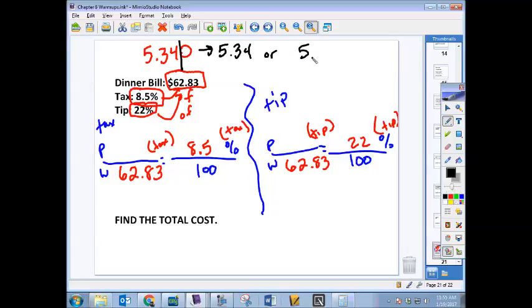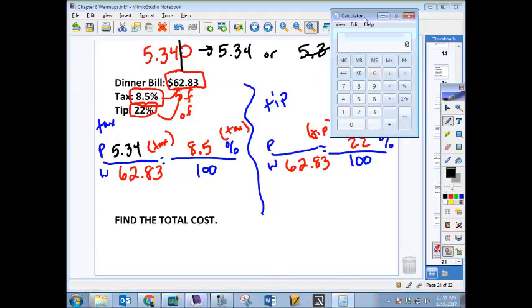or $5 and 35 cents. So what does that 0 tell that 4 to do? Stay or go? Stay. So this would not be right. It would be $5.34. Yes. Now let's calculate the other one there.